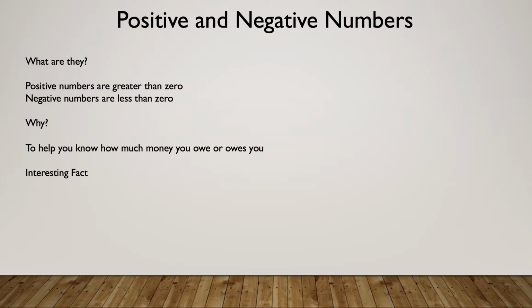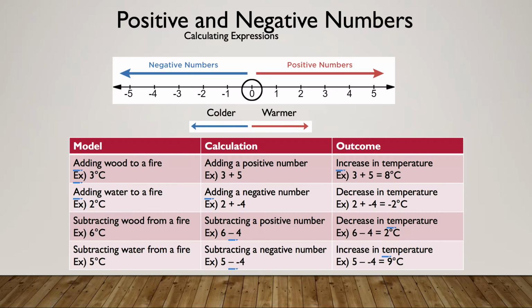Now, an interesting fact about positive numbers is there's only one that is spelled with the same number of letters as itself. I'll give you a little think, or you can pause the video, and the answer is the number 4. Now, let's take a look at this number line.